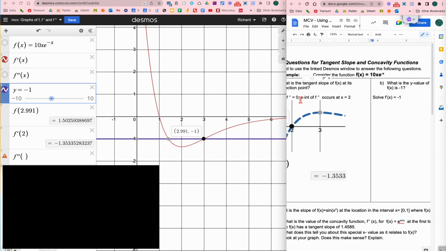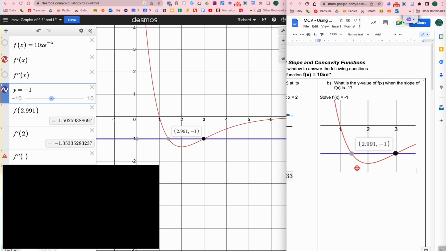So there we go. And then after that, sub in x equals 2.991 into f of x, and we end up with f at 2.991 equaling 1.503. And the nice thing is it does it right on here: 1.502. I'll just show that.